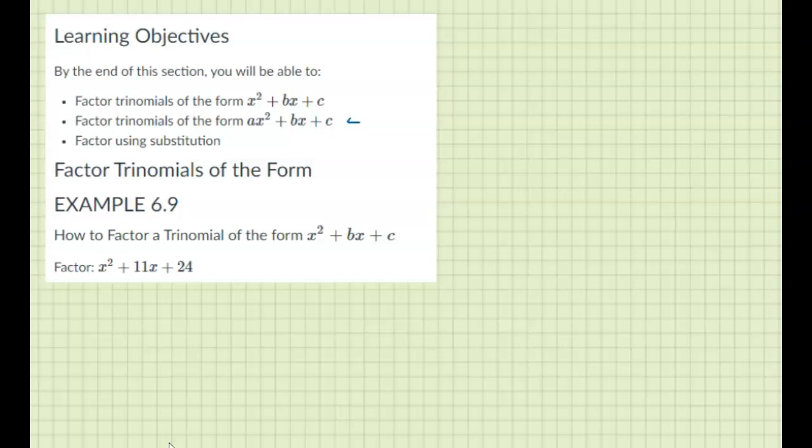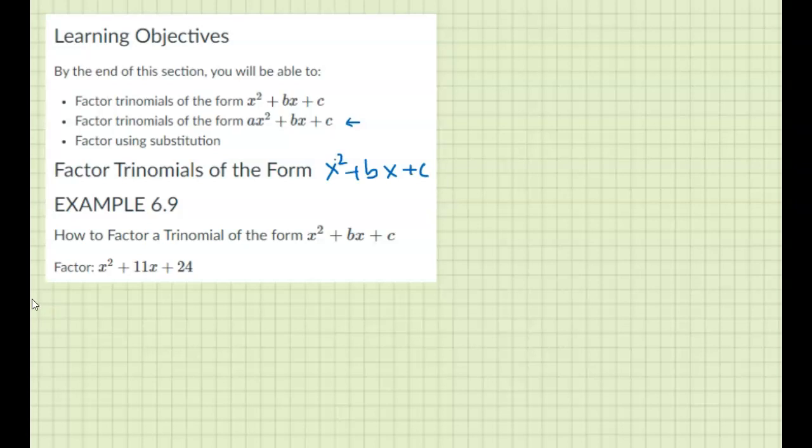For this one, we're going to learn two main methods of how to do this. We're also going to look at factoring using substitution, which lets you factor more general things, maybe higher powers or different powers than just the x squared, the x, and the constant. So let's look at the first type, which is factoring trinomials of the form x squared plus bx plus c, where the leading coefficient is a 1. All right? So let's look at this example here.